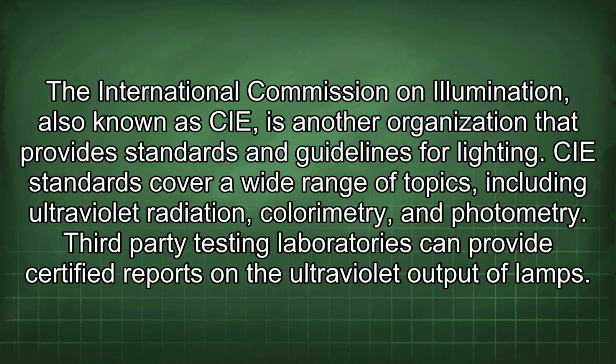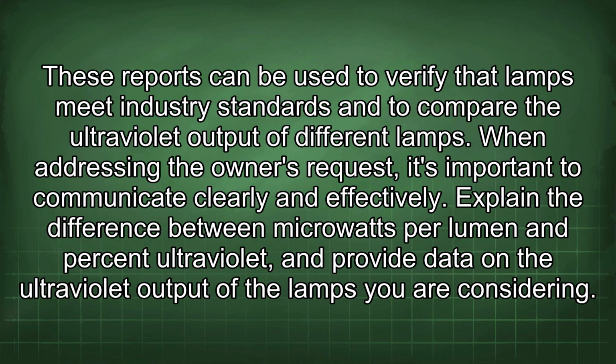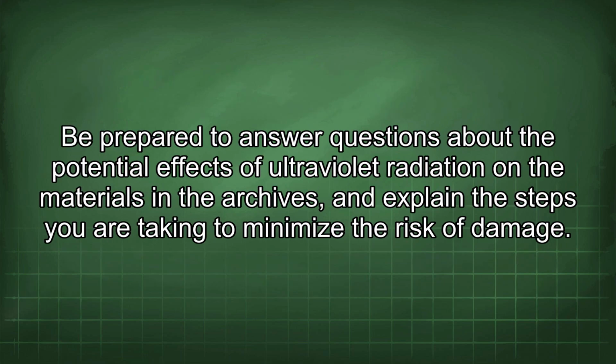Third-party testing laboratories can provide certified reports on the ultraviolet output of lamps. These reports can be used to verify that lamps meet industry standards and to compare the ultraviolet output of different lamps. When addressing the owner's request, it's important to communicate clearly and effectively. Explain the difference between microwatts per lumen and percent ultraviolet, and provide data on the ultraviolet output of the lamps you are considering. Be prepared to answer questions about the potential effects of ultraviolet radiation on the materials in the archives, and explain the steps you are taking to minimize the risk of damage.